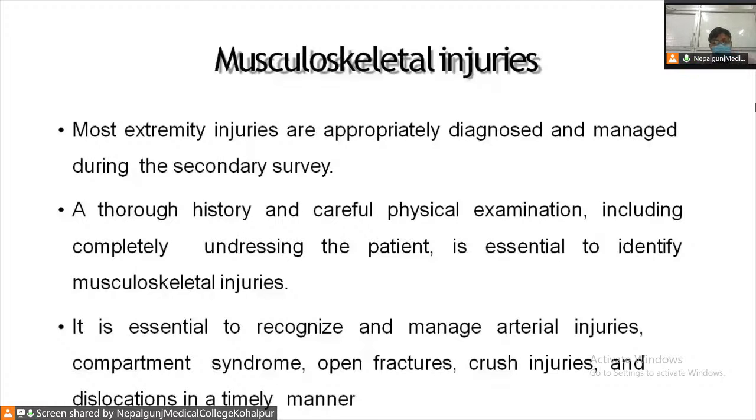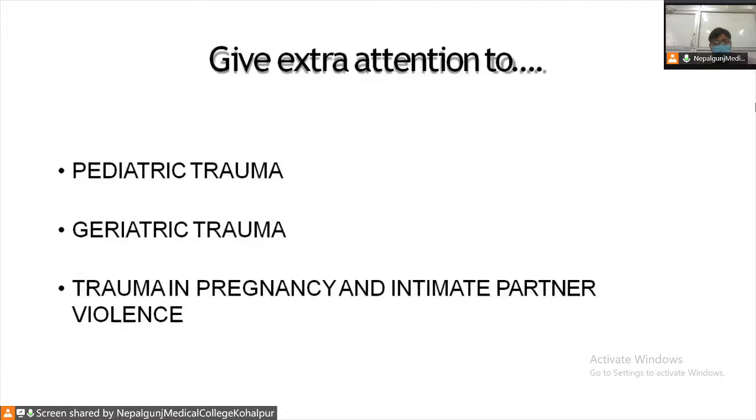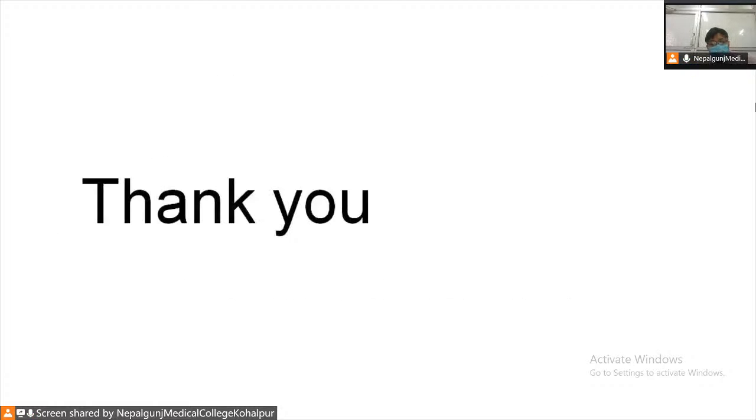It is essential to visualize and manage artery injuries because they might result in compartment syndrome, as discussed. An open fracture or crush injury may land up in crush syndrome, and the other is dislocations, to be managed in a timely manner because these need urgent emergency treatment. And the things that we need to focus on are pediatric trauma, to be taken cautiously, at the same time geriatric trauma, and those with pregnancy, and intimate partner violence.